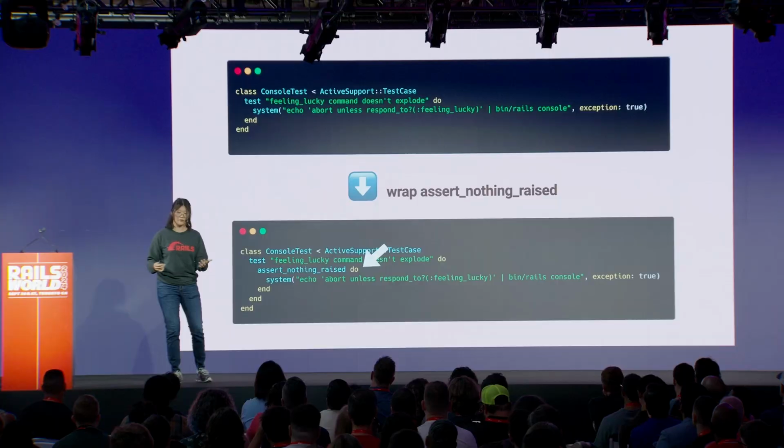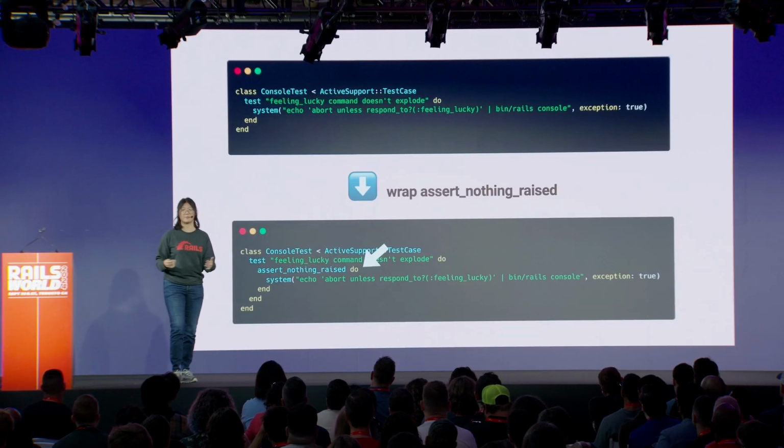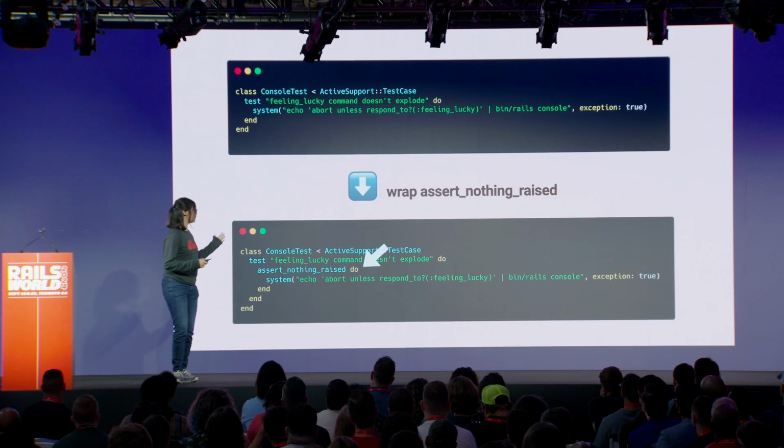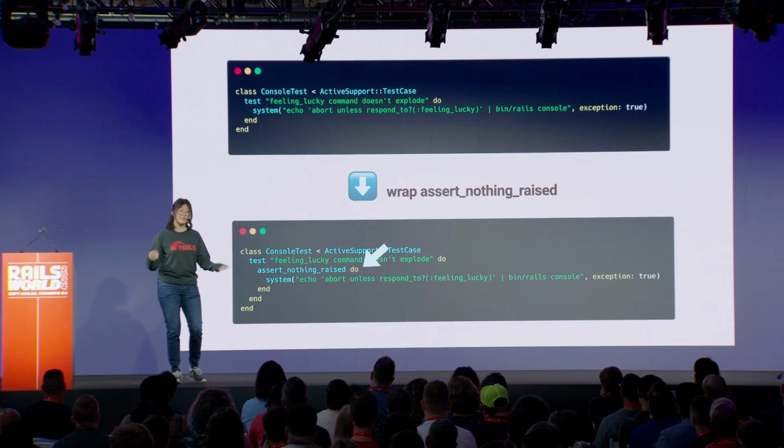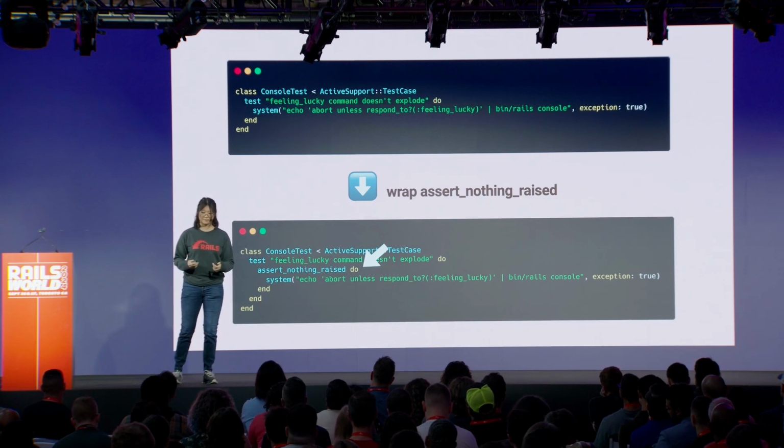Sometimes you may have a test to make sure an operation doesn't error, like in this console test where I want to make sure that running the feeling lucky command doesn't explode when I run it. You can wrap it in assert_nothing_raised to demonstrate this intent.